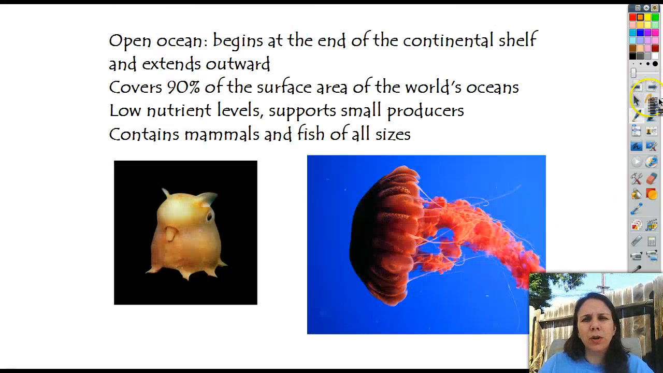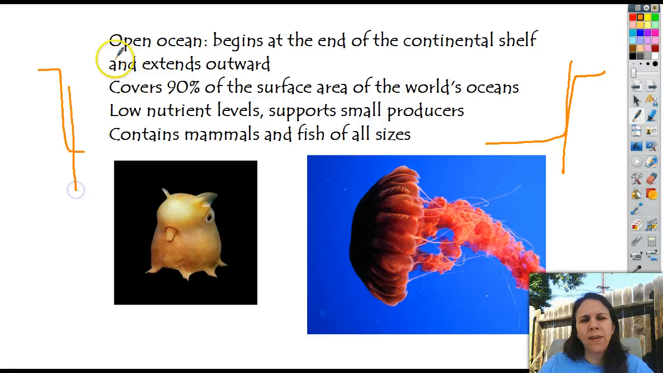Okay, and then we have the open ocean. Remember how it went continental shelf and then the drop-off? So that's from the drop-off to the drop-off on the other side of the ocean. That's the open ocean. It begins at the continental shelf and extends outward. That's pretty much 90% of the ocean, all open ocean.